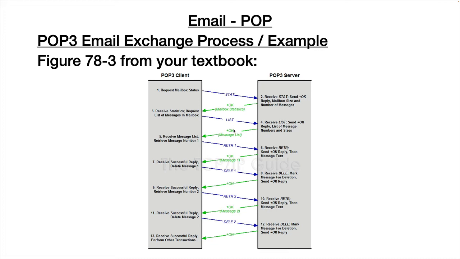Assuming you no longer want it, you can delete that message, and then you can go back and say, okay, I'd like to retrieve message 2. You read message 2, and then you can say delete number 2. So this is kind of an example of how you might go through and interact, or more accurately, how your client would interact with the POP mail server.